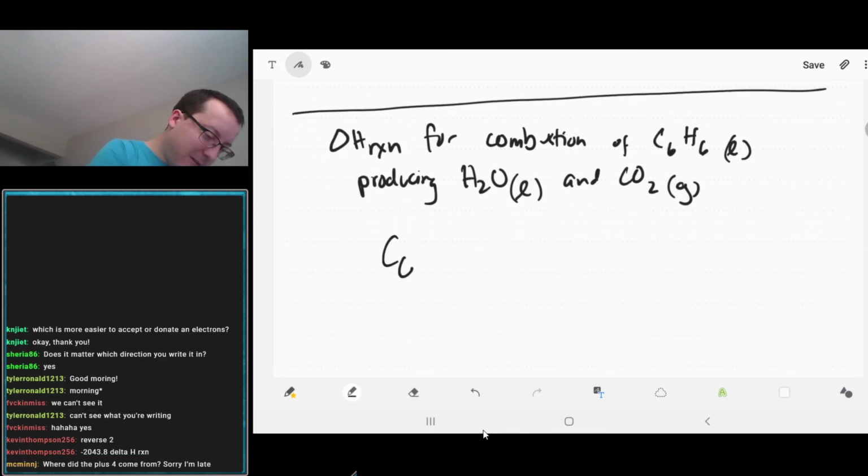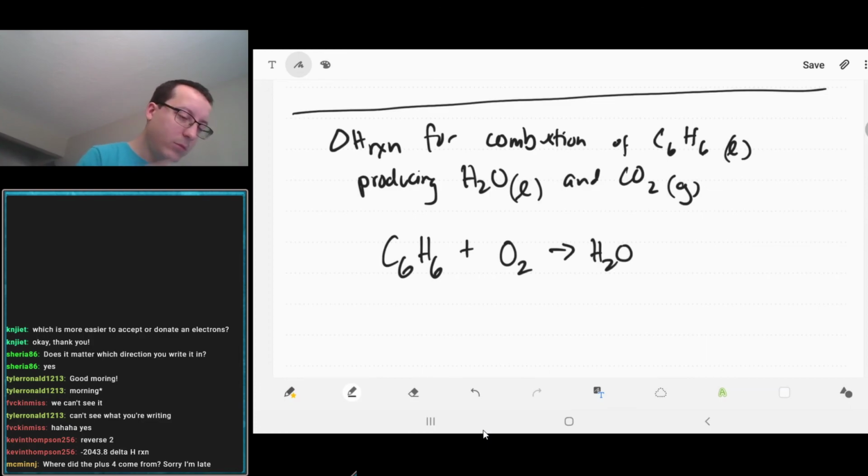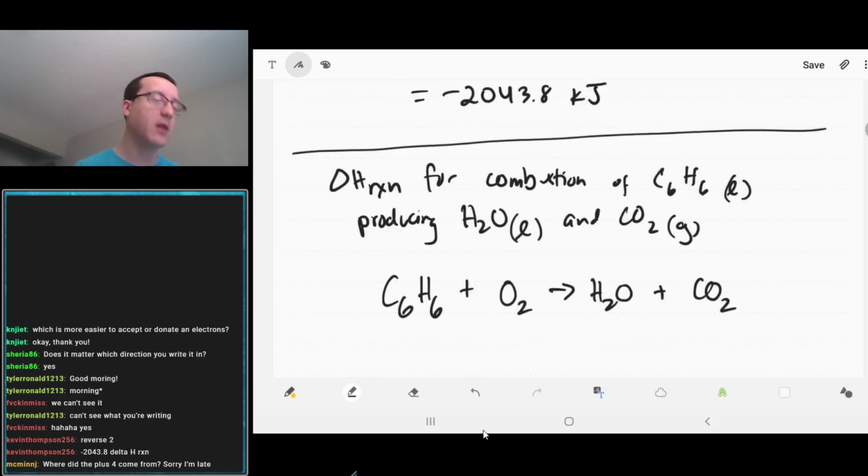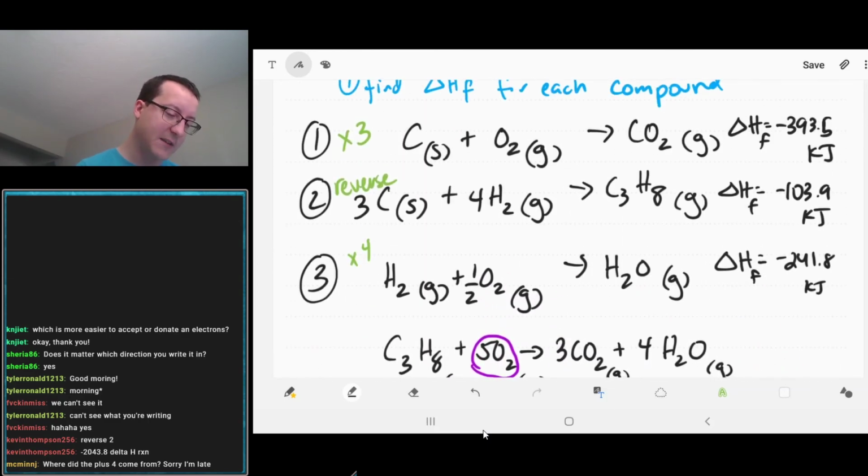So first things first, of course, the question, by the way, will tell you if water, where did the plus 4 come from? We needed to multiply our last reaction by 4 because we had 4 waters in our total reaction, so we needed to multiply the third reaction there by 4. And that would give us 4 waters. Okay?